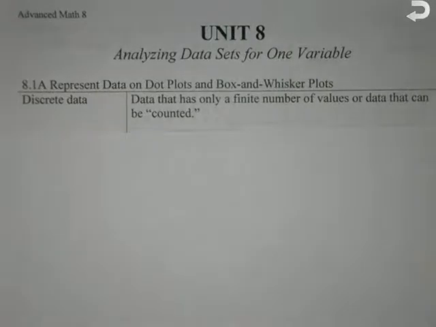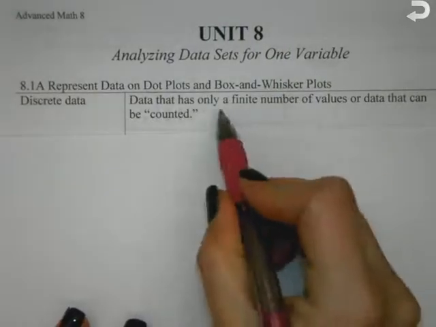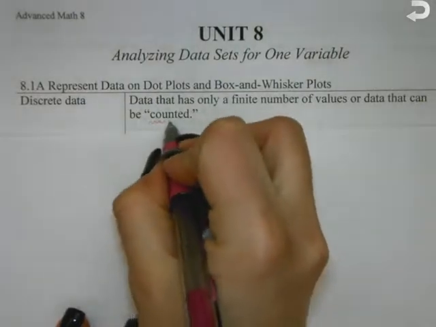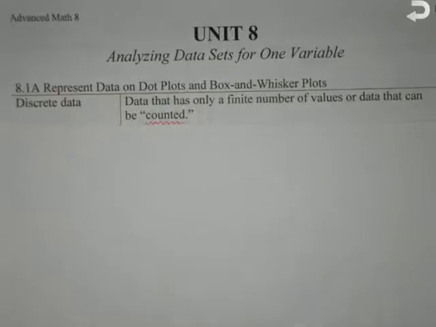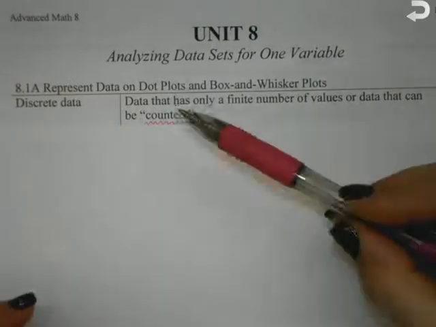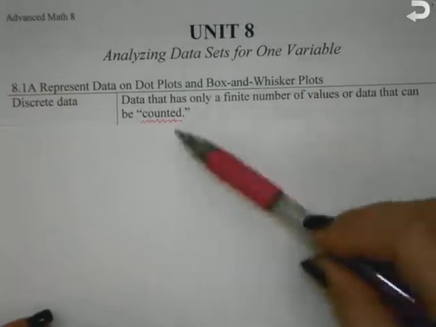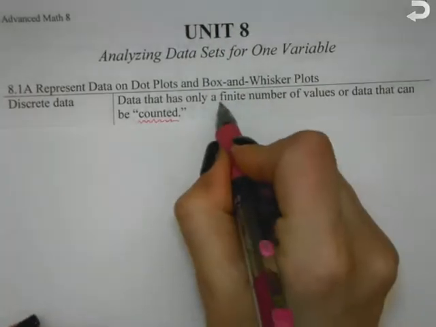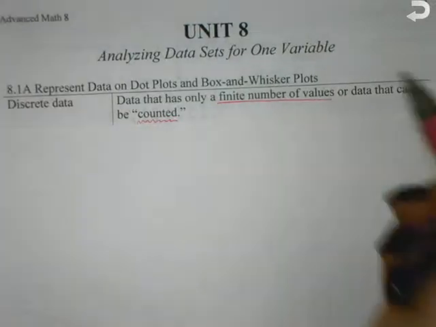Same idea here. Discrete data is data that has only a finite number of values, or what we call data that can be counted. So remember how discrete graphs, we were looking at specific points, and it was like the number of jelly beans in the jar. You couldn't connect the points because you can't have half of a jelly bean, right? So we had only whole numbers, numbers that could be counted. Same thing. Discrete data is data that can be counted, or we call it a finite number of values. Finite means that it ends at some point.